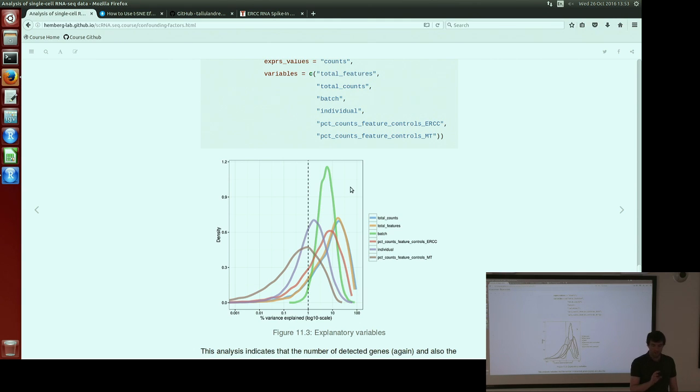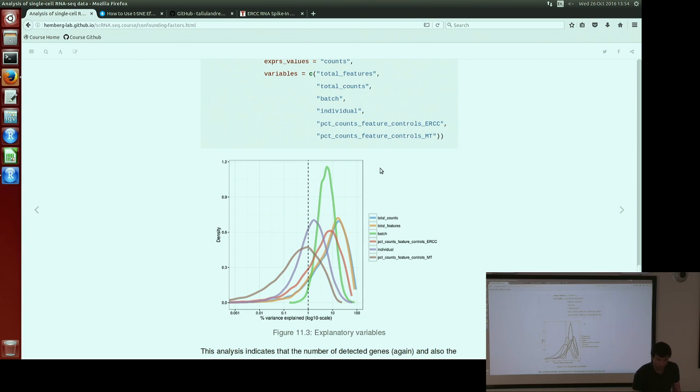If we have density curves that are shifted to the right, with a peak towards the 100% end of this plot, then that's telling us that for a large proportion of the genes in our data set, this particular variable explains a large proportion of the variation for that gene. For example, total counts and total features here, the orange and blue curves in the picture, show that for many genes those variables explain a substantial proportion of the variability.